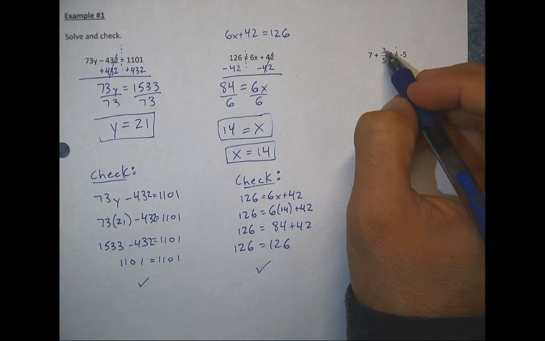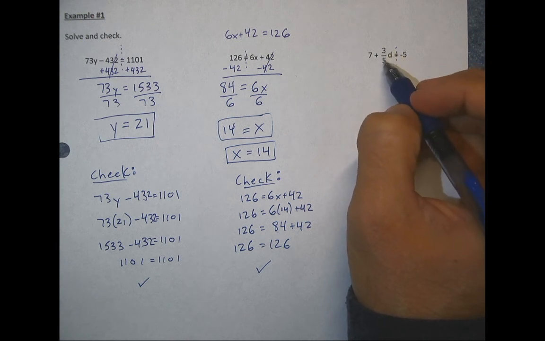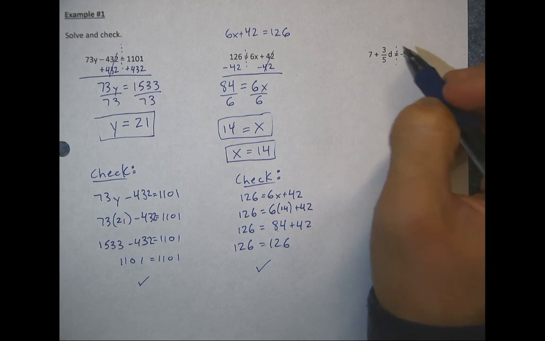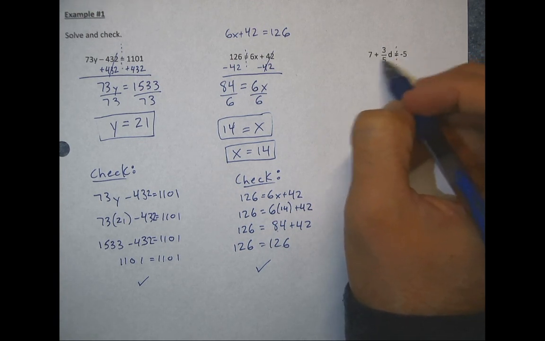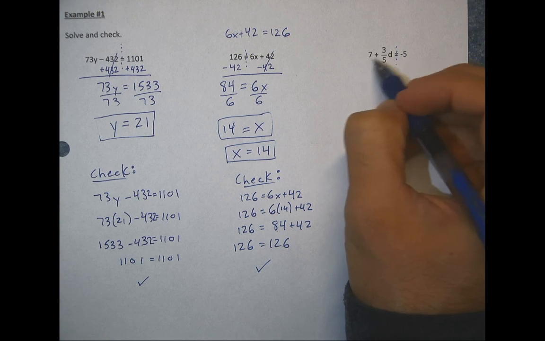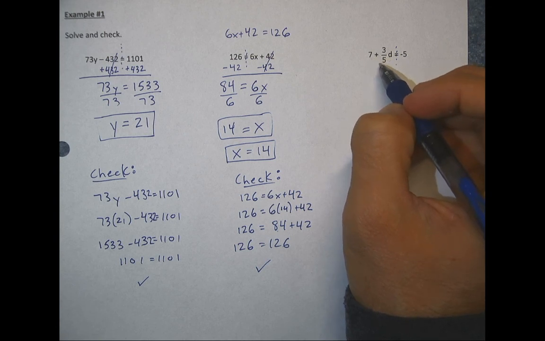Sometimes you'll see, if this was a 1, you'd see the D on top of the 5, and you could read that as D divided by 5. And then to get rid of it, you'd multiply. But we'll deal with the fraction in just a minute. First thing we want to do is we want to get rid of this 7. Now, you would say, well, it's being added, so I would subtract it.